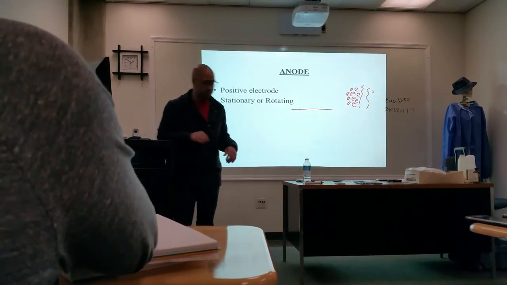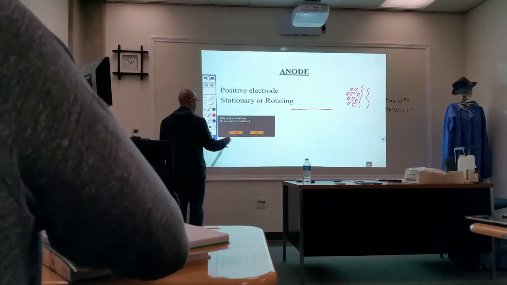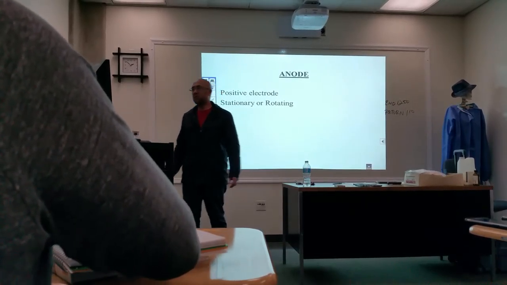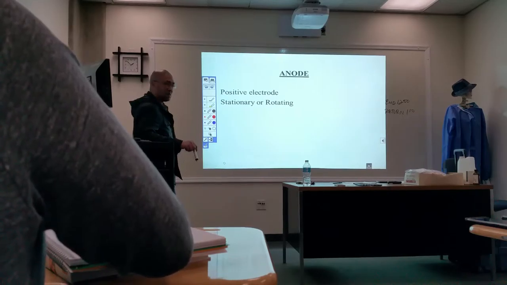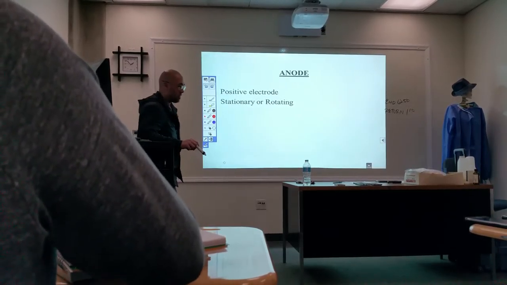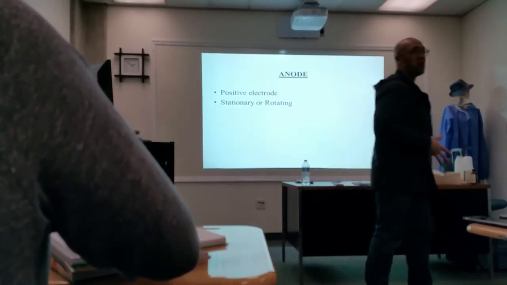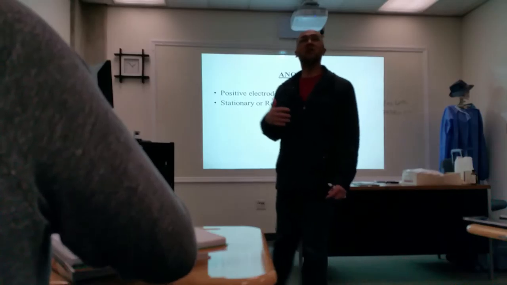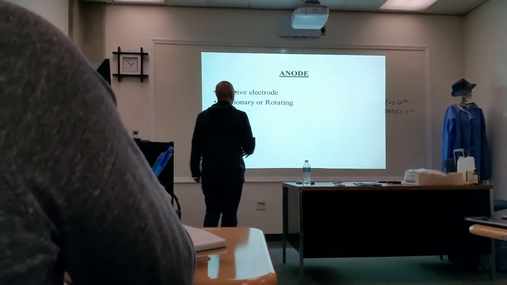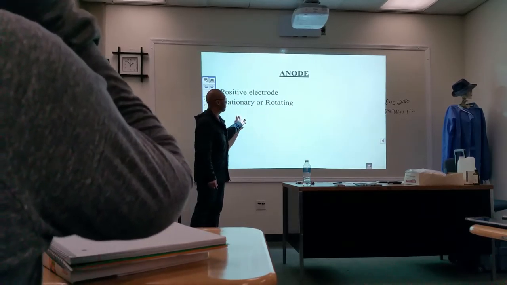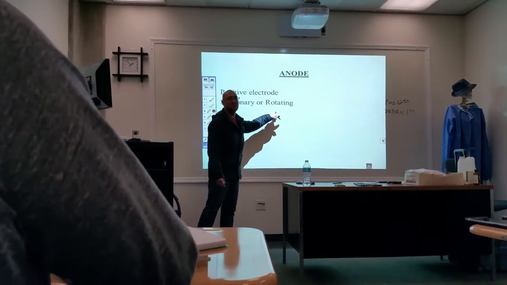Let's talk about the anode. The anode is going to be the positive portion of the X-ray tube. As I said earlier, the anode is basically a metal plate that when the electrons strike it, the electrons are going to change into X-rays. We're going to discuss two kinds: a stationary anode, or plate, and a rotating disc.